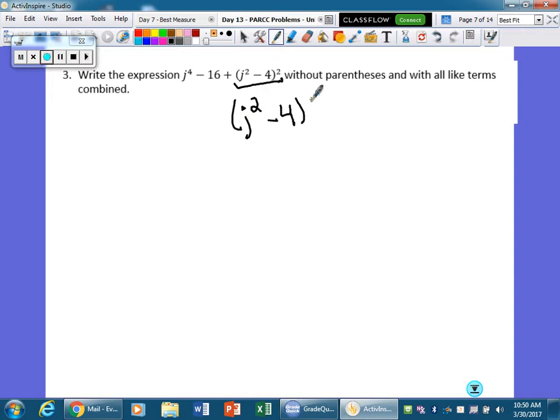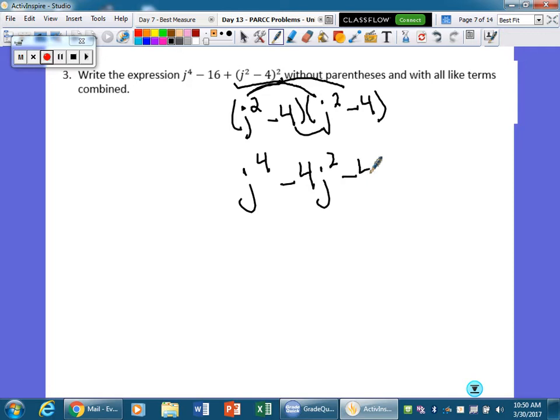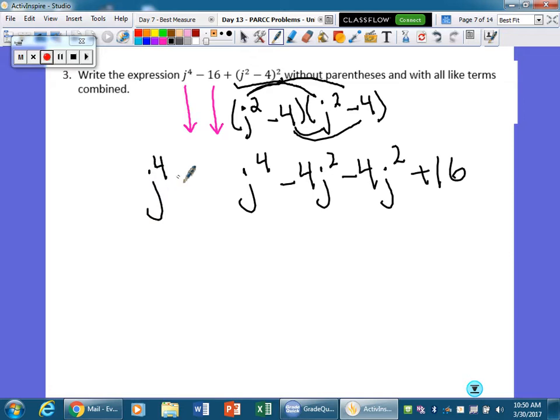j squared minus 4, j squared minus 4, and then I'm going to distribute. So I'm going to get you started with that, and I'm just going to FOIL. So I'm going to have j to the fourth minus 4 j squared minus 4 j squared, and then -4 times -4 is plus 16. And then I still need to bring down these 2 parts. So I'm going to have j to the fourth minus 16, and then you need to simplify.